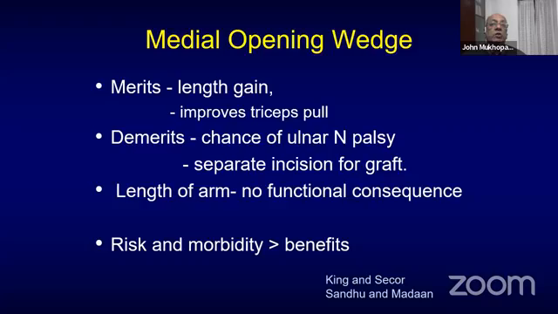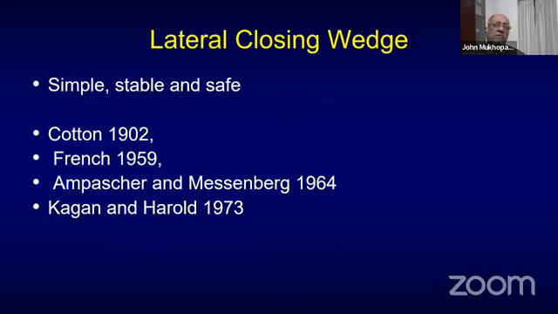However, when you do that and you're increasing the length of the ulnar side, there is increased risk of ulnar nerve palsy. And if you're using a graft, it needs a separate incision for the graft, okay? And the other thing that has been found is that the length of the arm is really of no functional consequence. So overall, the risk and morbidity outweigh the benefits of the medial opening wedge osteotomy with bone graft.